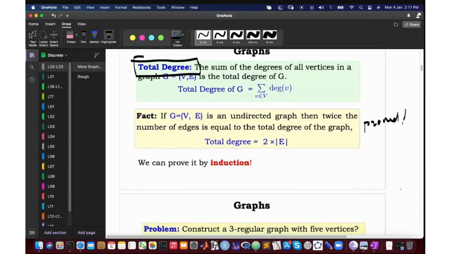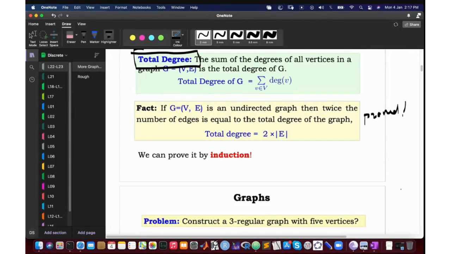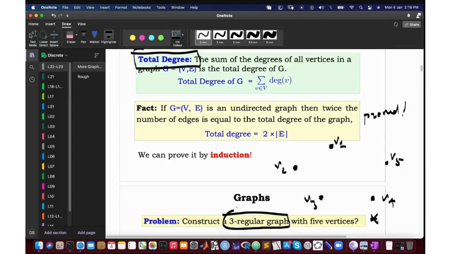Here is a question which I'm going to ask you. I want you to construct a 3 regular graph with 5 vertices. So this graph should have 5 vertices. Let's call them V1, V2, V3, V4, and V5. And this must be 3 regular. What does this mean? Does anyone remember? Every vertex has 3 neighbors.